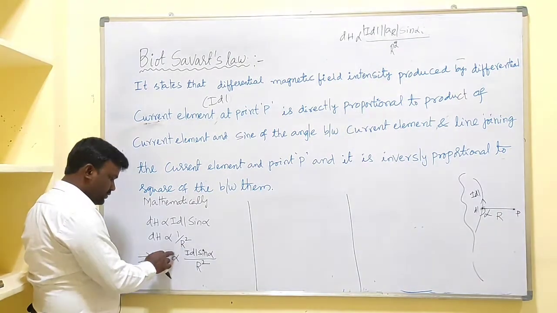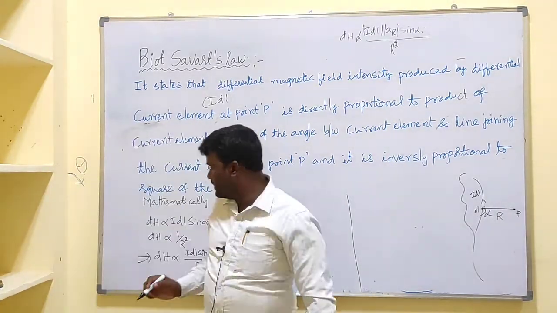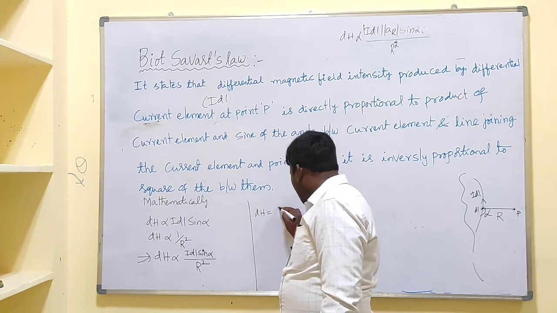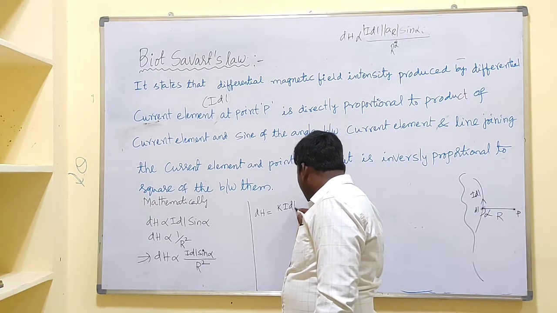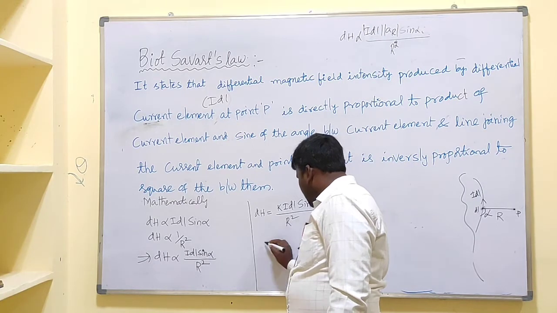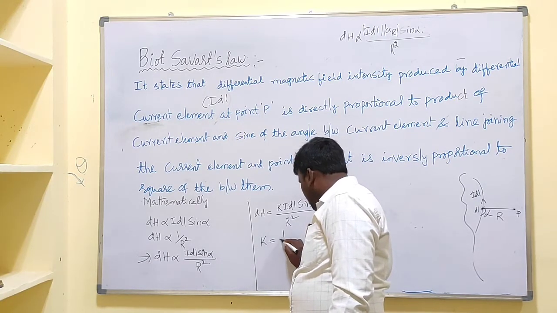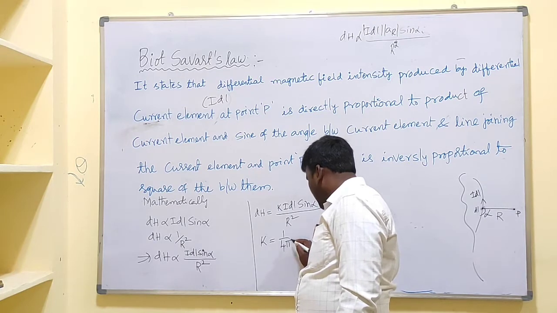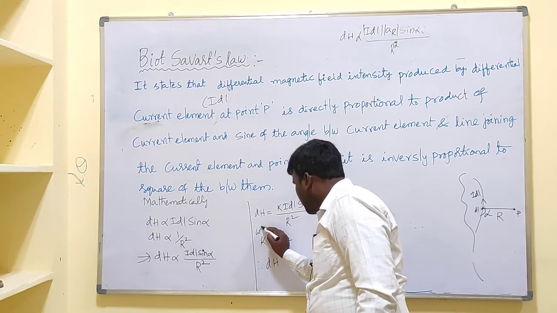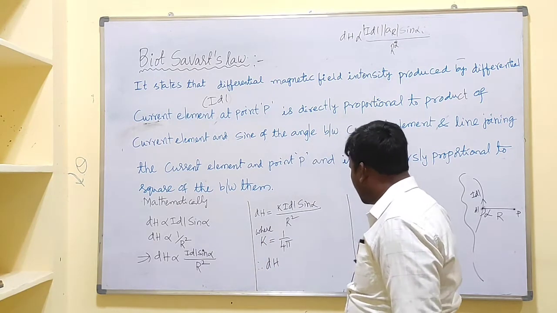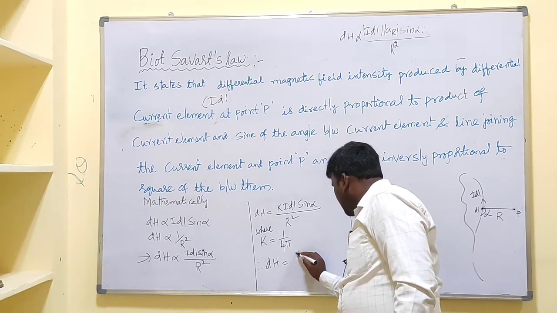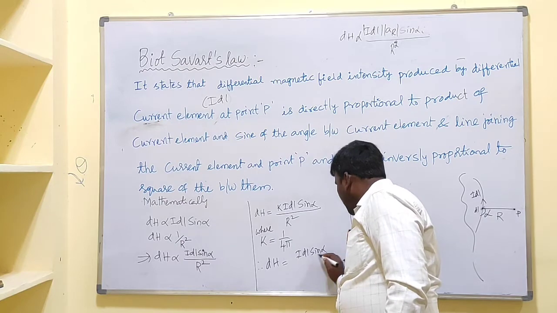In order to remove the proportionality, we need to introduce a constant, which is nothing but some k. So we can write the equation as dH equal to k into I dl sin alpha by r square, where k is a constant. Experimentally it is proven that the k value is equal to 1 by 4 pi. So therefore, dH equal to I dl sin alpha by r square, where k is 1 by 4 pi.